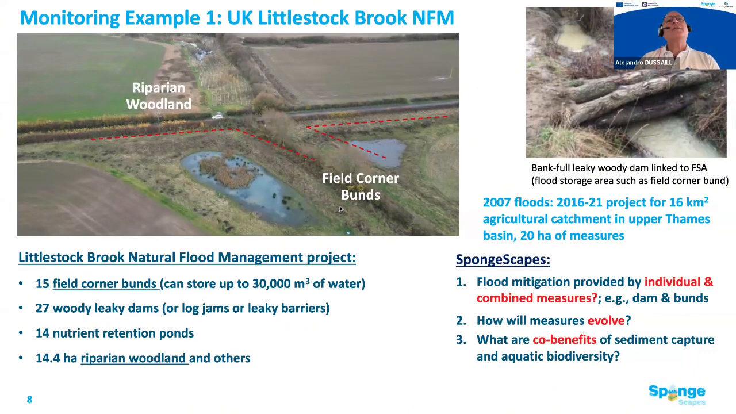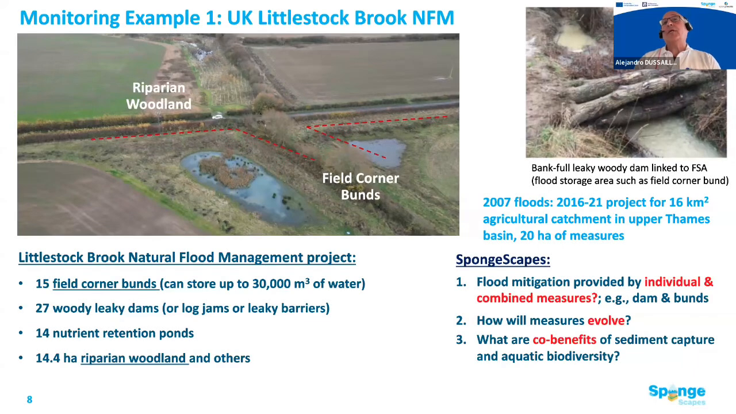Field corner bunds, where basically you create a depression. Usually the farmer with his own machinery, that's the idea, creates this berm that actually captures surface runoff from the agricultural field, but also the overflow from woody leaky dams that are trying to backwater water in the stream. Riparian woodland, retention ponds too. This project was motivated because of big floods occurring in 2007 across the UK, in particular in a village downstream of this site.